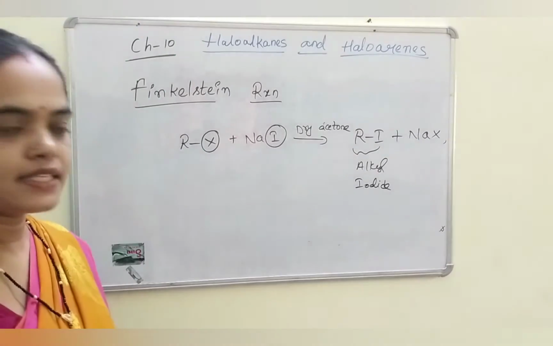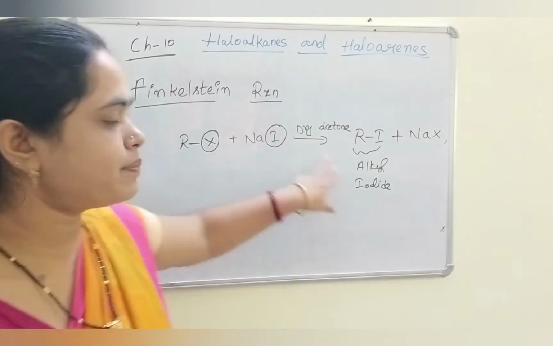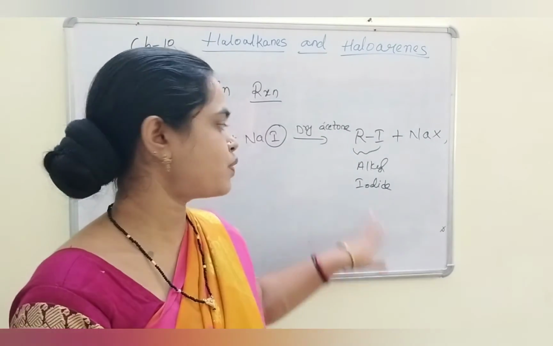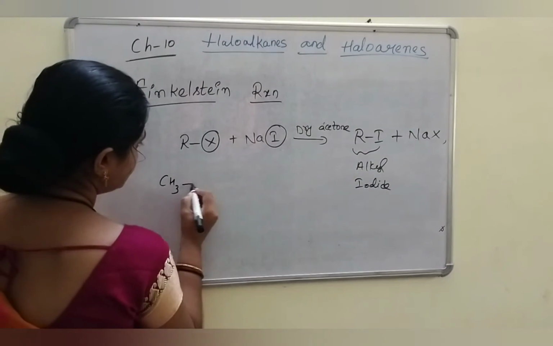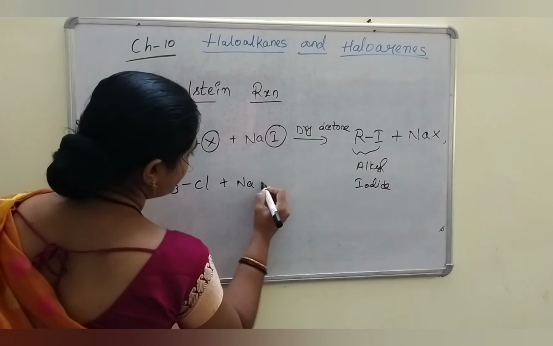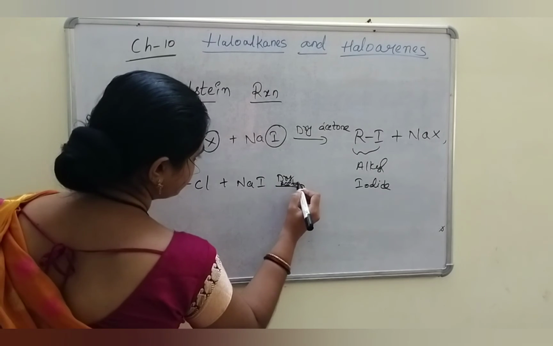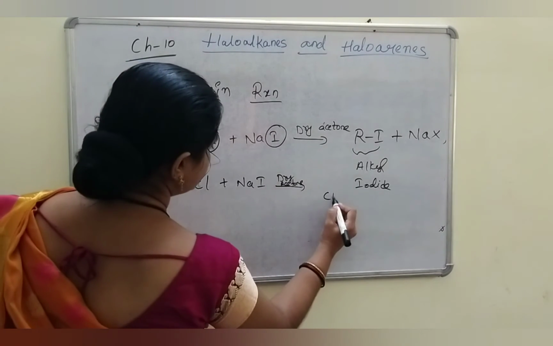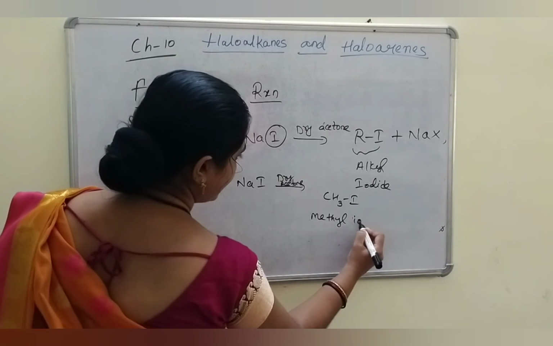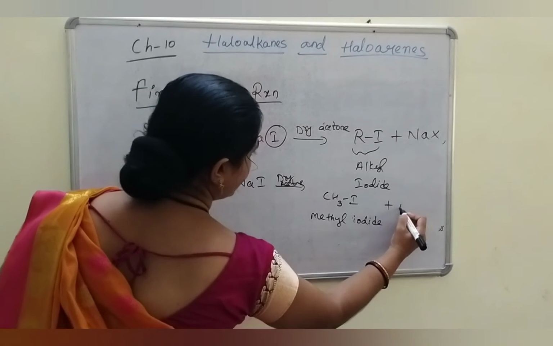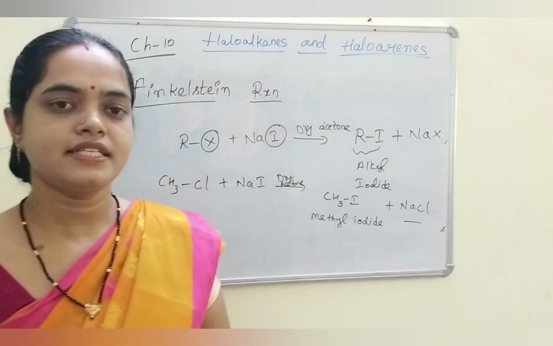What is the Finkelstein reaction? When alkyl halides are treated with sodium iodide in presence of dry acetone, they give the corresponding alkyl iodides. Let's take an example. CH3Cl treated with sodium iodide in presence of dry acetone forms CH3I, methyl iodide, plus NaCl, sodium chloride. This is the Finkelstein reaction.